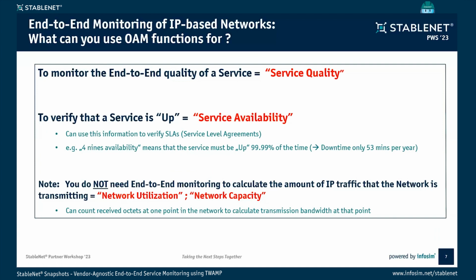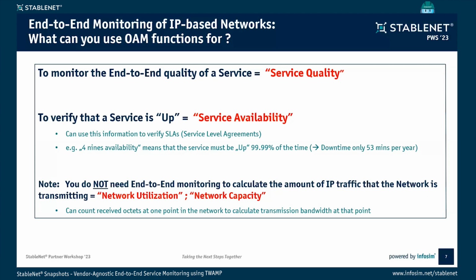Now, the general question: what can you use these OAM functions for? What are the most important parameters you want to look at? First important use is to monitor the end-to-end quality of a service. How good is my IP transport service working? This is what we call service quality, in contrast to service availability. Service availability means just checking a binary indication. Is the service up or is it down?